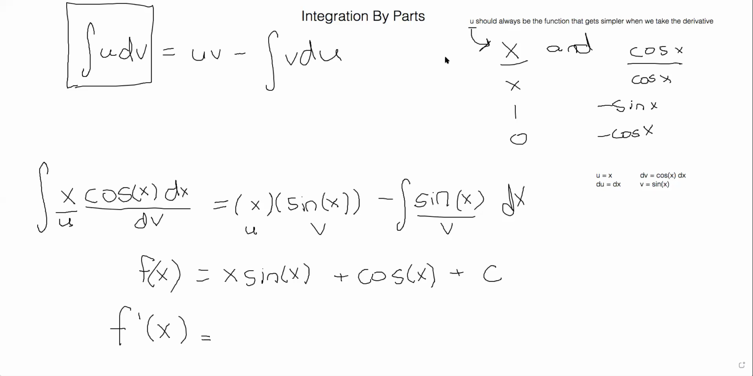So we have taken the derivative and we have confirmed that we got exactly the answer that we are trying to get. So that's integration by parts in a nutshell.